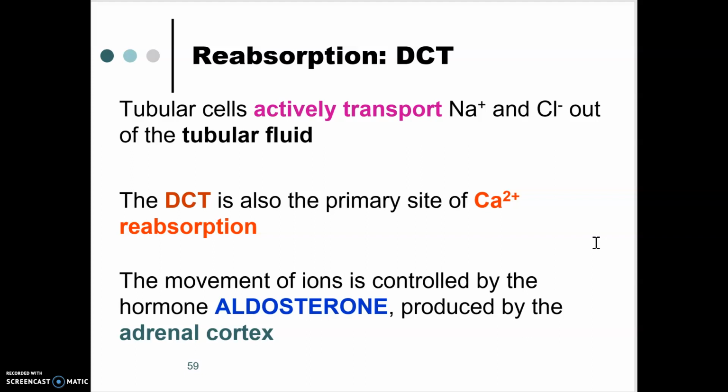We also see reabsorption of calcium ions in this part of the nephron. Now, the movement of ions is basically controlled by a hormone called aldosterone. Well, there's another one that has an effect as well. Aldosterone is produced in the adrenal cortex, and you guys can remember the adrenal glands just sit right on top of the kidneys.